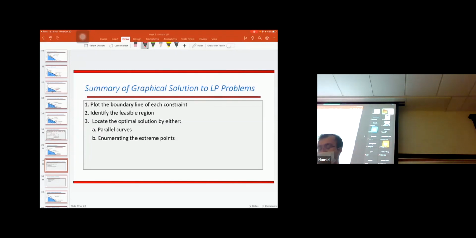Okay, let's have a summary. We have seen that in many real case scenarios, the goal of a business is usually to maximize the profit, or in some applications, maybe minimizing the cost. And sometimes it's very intuitive.